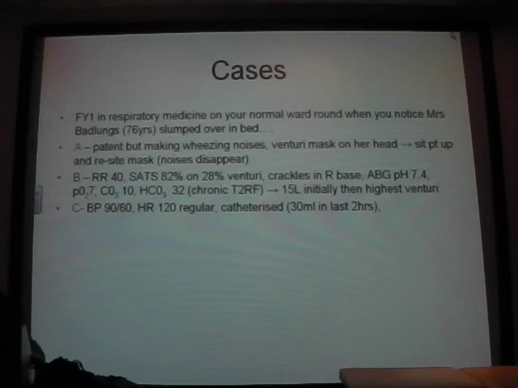Every time you do an ABG, always write down the amount of oxygen they're on. Because if you see an ABG in the notes that says pO2 of 12, it means nothing, because there could be 100% oxygen, in which case they're really hypoxic.